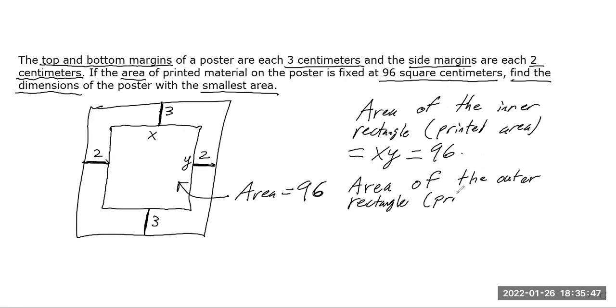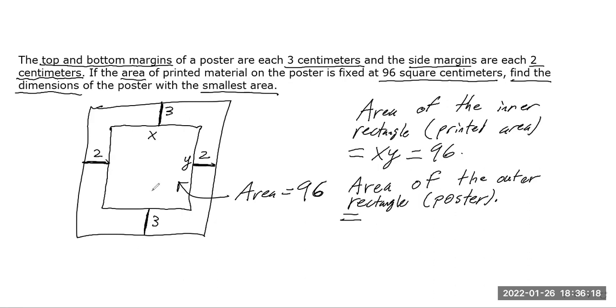i.e., our printed material. Oh, wait, sorry, not our printed material, but our entire poster. So this is the poster. Now this one's a bit tougher, but I think that we can figure out what exactly this area formula is. Well, all right, this is one side length. This is another side length. Let's figure out what these measures are.